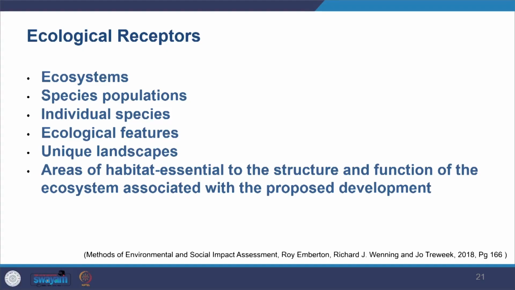And if you see what are the different kinds of ecological receptors, you have ecosystems, and then you have species populations, then you have individual species which can be receptors, any specific which are endangered. It can be an ecological feature, and then it can also be a unique landscape. Further, it can also be the area of habitat which is essential for the project itself. So these all can be the ecological receptors, and you need to identify them at the stage of scoping itself.